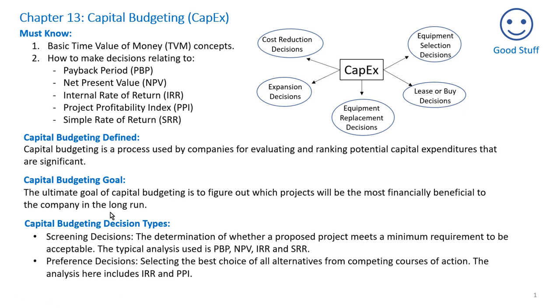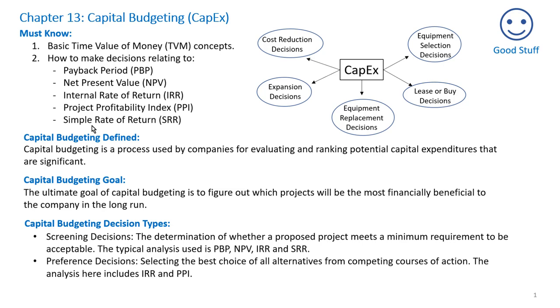Capital budgeting is a process used by companies for evaluating and ranking potential capital expenditures that are significant. Learning about capital budgeting will give you insights on how managers plan significant cash outlays on projects that have long-term implications. The must-know for this chapter include understanding time value of money basics and knowing how to make decisions using the payback period, net present value, internal rate of return, project profitability index, and simple rate of return.